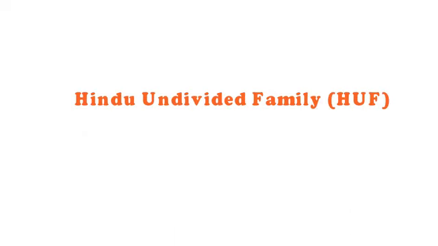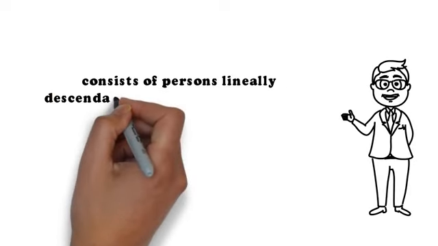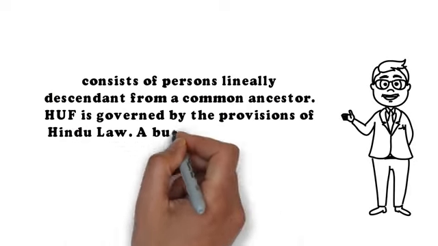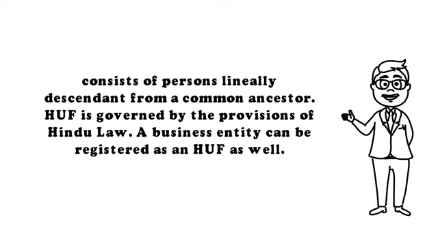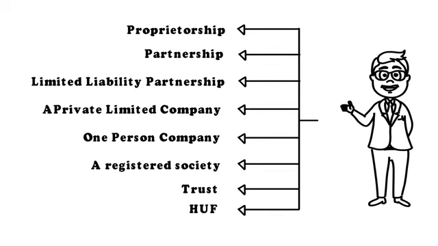Hindu Undivided Family (HUF) consists of persons lineally descendant from a common ancestor. HUF is governed by the provisions of Hindu law. A business entity can be registered as an HUF as well. Now that we know the different types of businesses in India, we may choose the one that suits us the most and move to the next step.